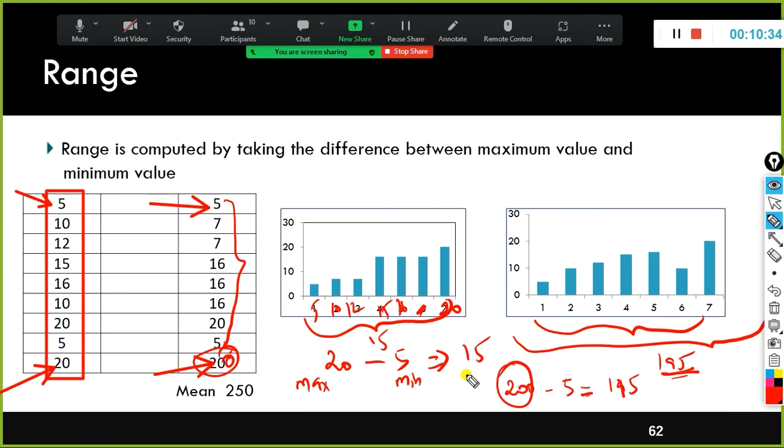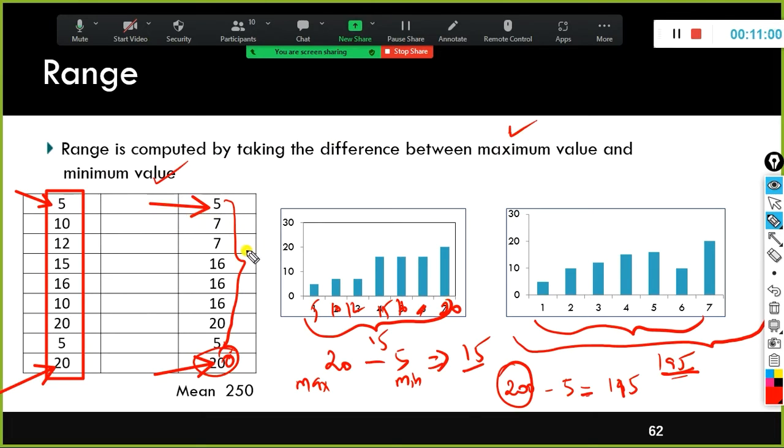Whereas here, with a lesser range value, it tells us very clearly that it is not so wide. Almost all the values are closer. Hence, in the case of range, it is considering only the maximum and minimum value. It is sensitive to outliers.